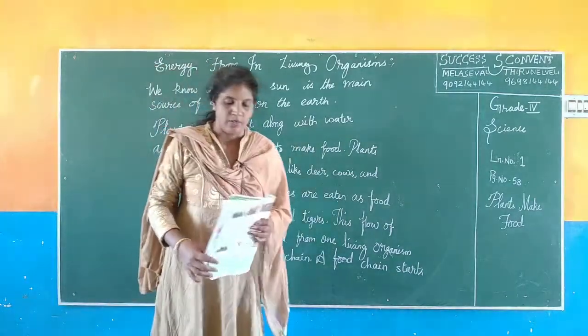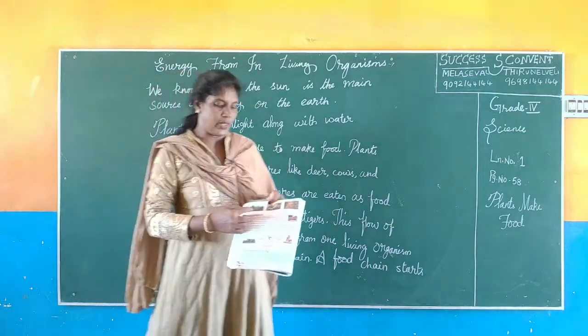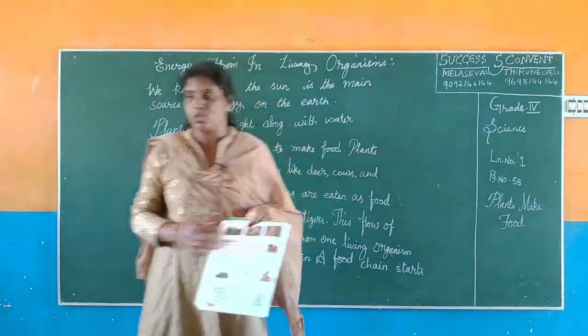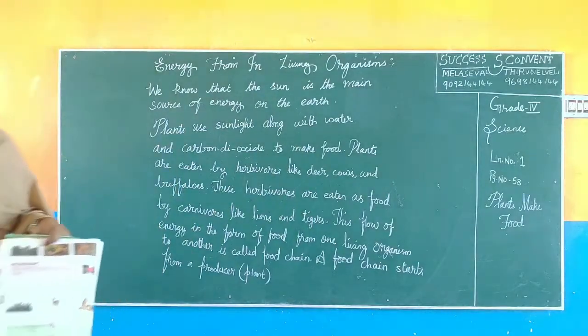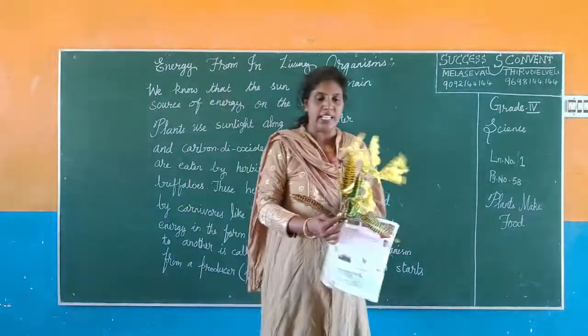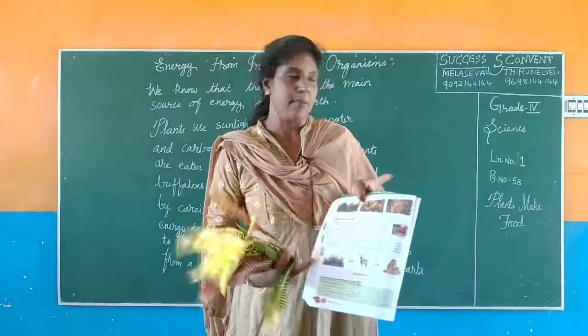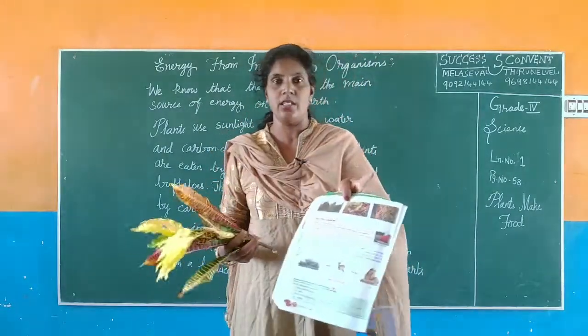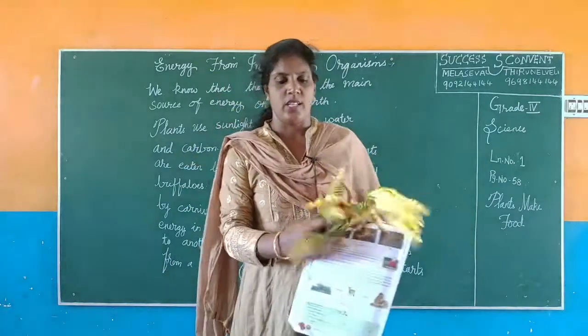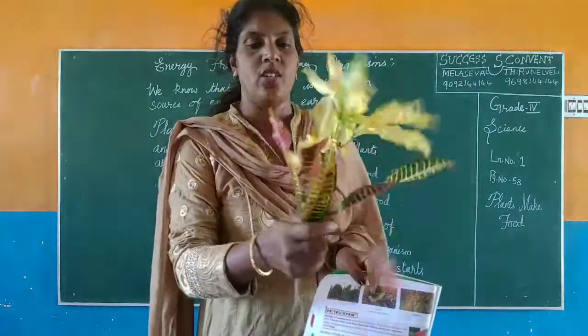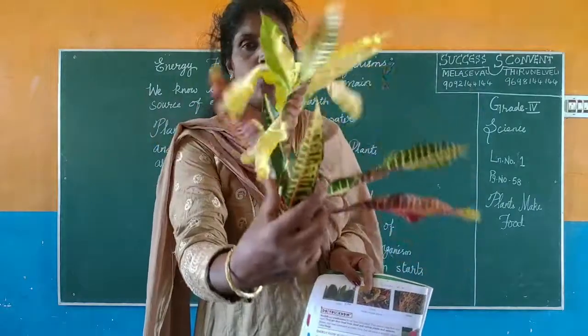Okay? And one more thing, before you learn this one, unusual plants. I'll show you the plants now. See, this is a croton leaves. You can see it on the picture also, same page number 58. This is a croton leaves. You can see a reddish color. It's not a green.